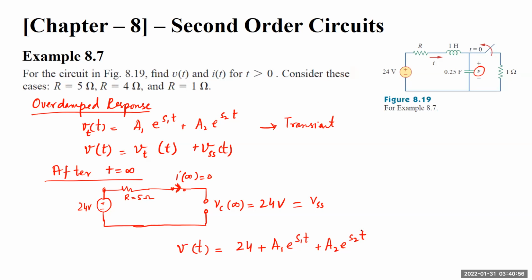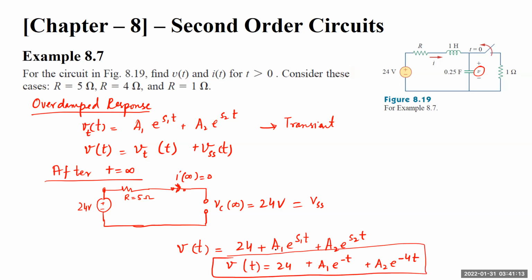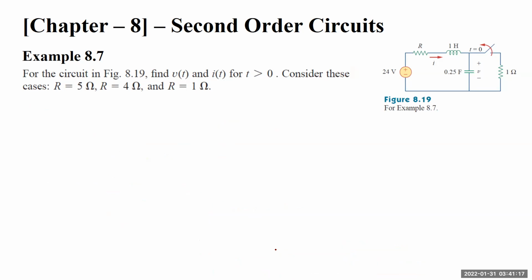So put in the values of S1 and S2, our response will be v(t) = 24 + A1 e^(-t) + A2 e^(-4t). So this will be my overall response. Now we have to find out the values of A1 and A2.